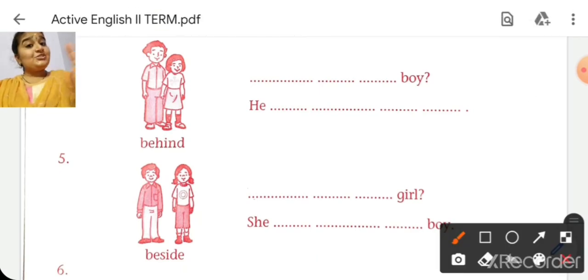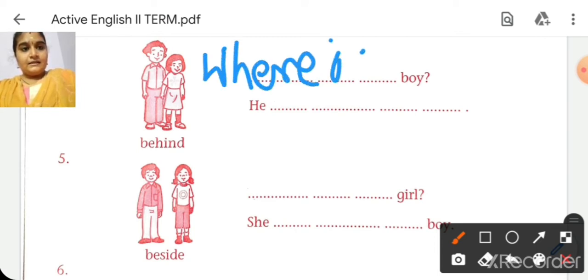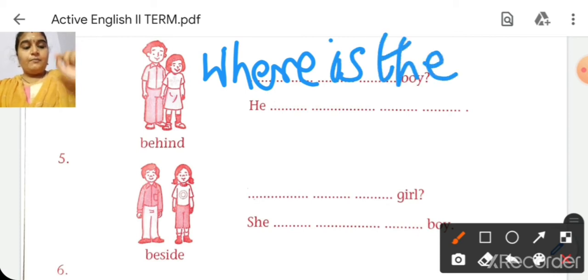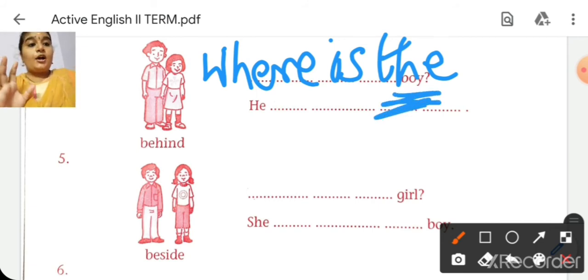Where dash dash dash boy? Where is the boy? Right? Where is the boy? Children, in this we have two objects, right? We have two persons standing, but still we are telling is. Why? They have mentioned boy. Where is the boy? So he is mentioning only one person. So you are using is here. Okay.